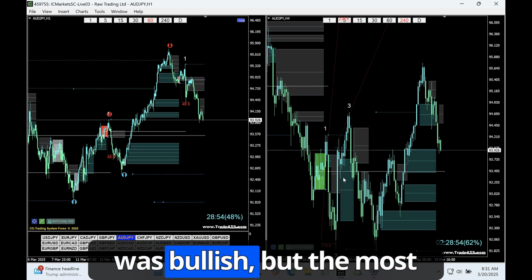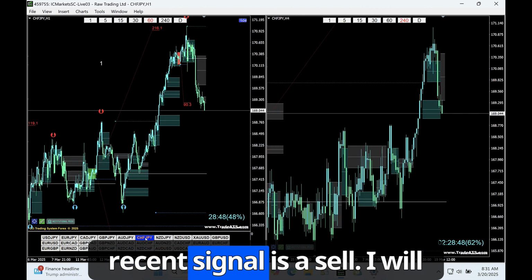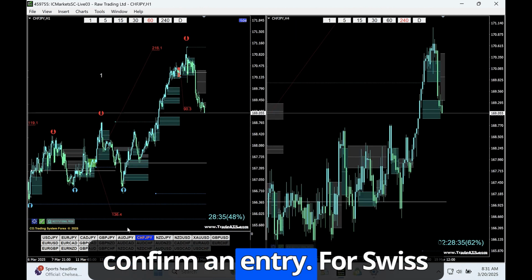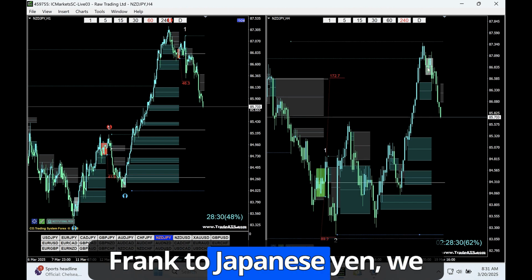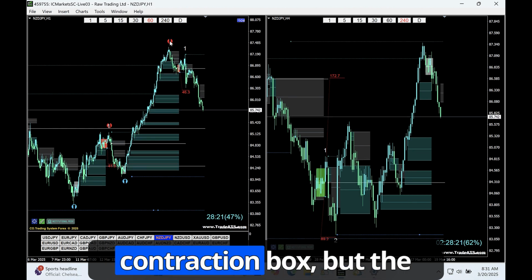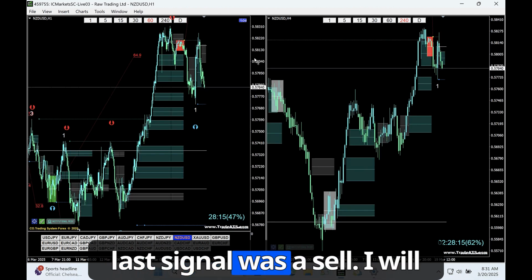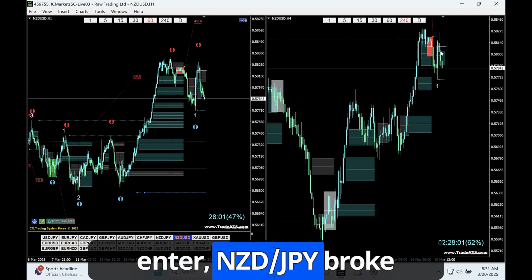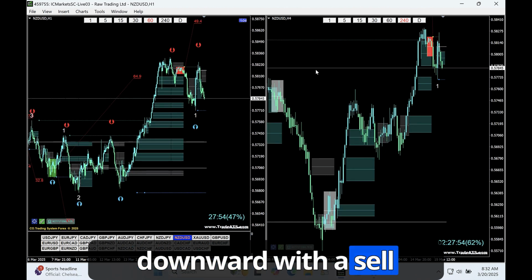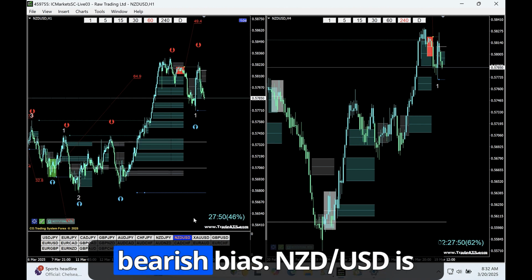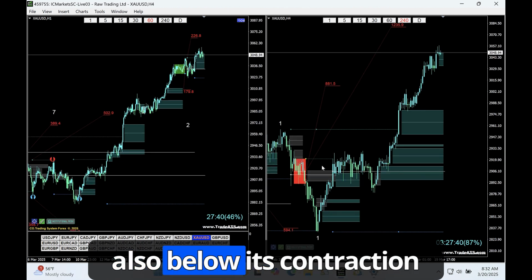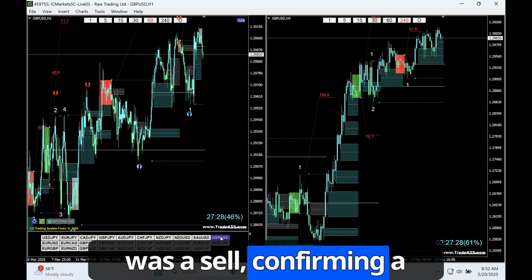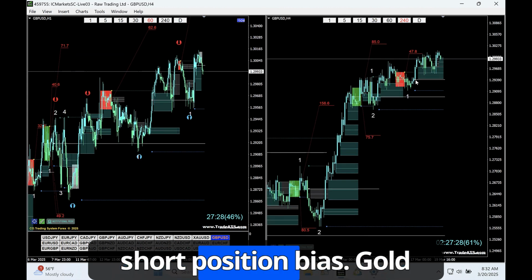AUD/JPY's last contraction box was bullish, but the most recent signal is a sell. I will wait for a buy signal to confirm an entry. For Swiss franc to Japanese yen, we are above the last contraction box, but the last signal was a sell. I will wait for a buy signal to enter. NZD/JPY broke downward with a sell signal, confirming a bearish bias. NZD/USD is also below its contraction box, and the last signal was a sell, confirming a short position bias.